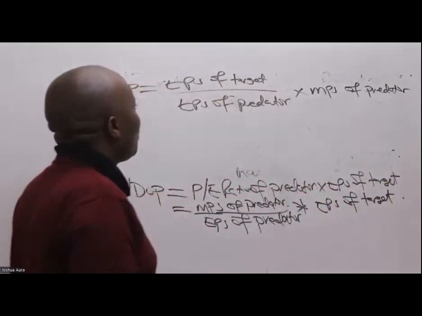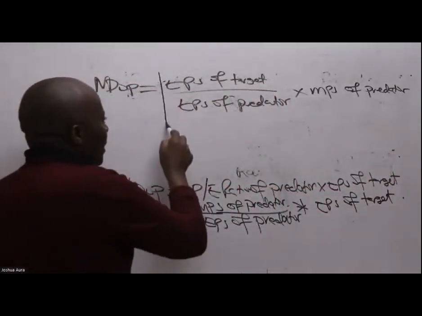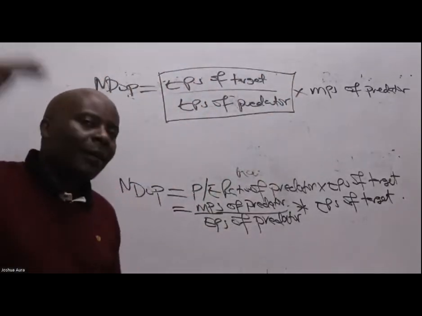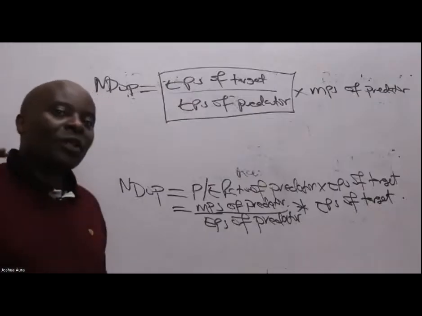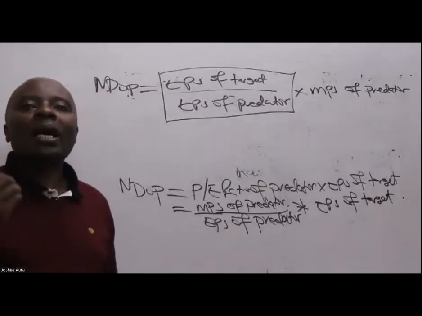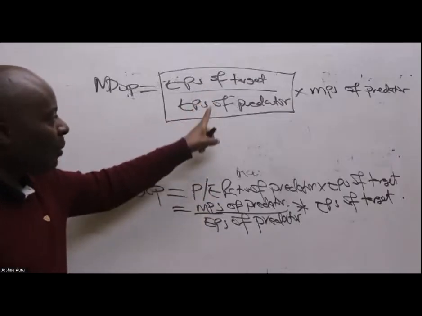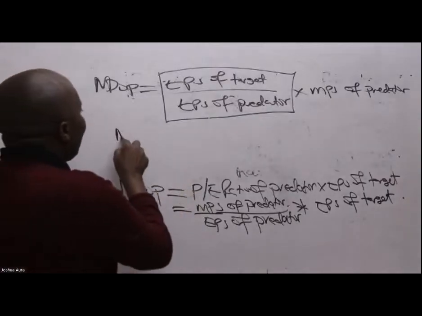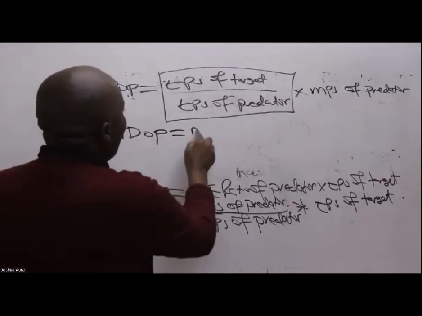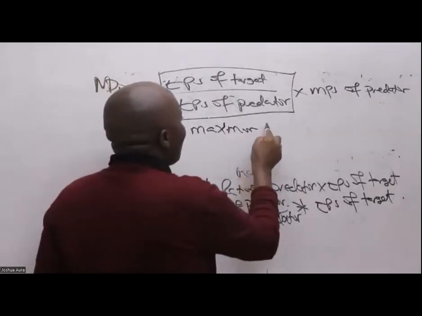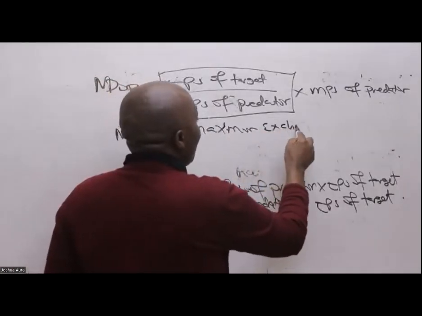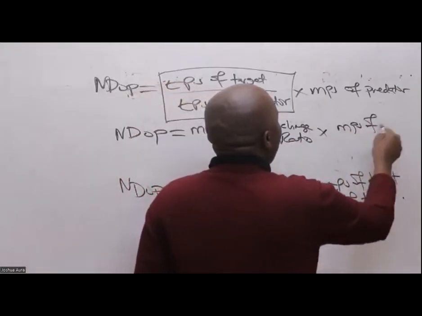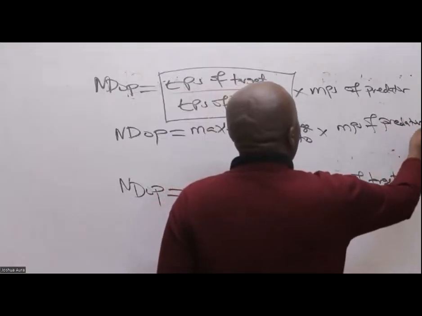And then, ladies and gentlemen, of course, this rings a bell in our minds. EPS of the target all over EPS of the predator, that is what we call maximum exchange ratio. This is what we baptize as maximum exchange ratio. So in this case, my non-diluting offer price will be equal to maximum exchange ratio times MPS of the predator. Very, very, very important.